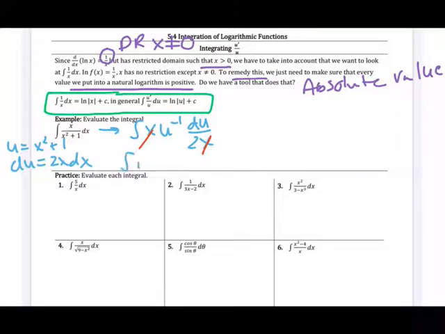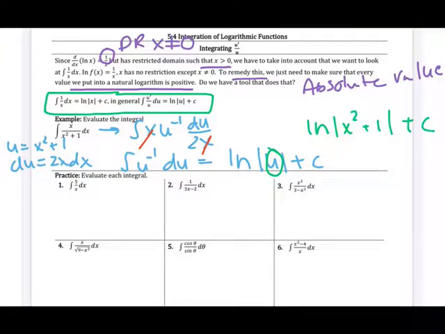So this would give me 1/2 times the integral of u to the negative first power du. Based on this property in green up here, the integral of 1 over x dx is natural log of the absolute value of x. So this is going to be 1/2 times natural log of the absolute value of u plus c. Don't forget, you need to substitute back in whatever u was. So this is going to be 1/2 times the natural log of the quantity x squared plus 1 inside absolute value, plus c.